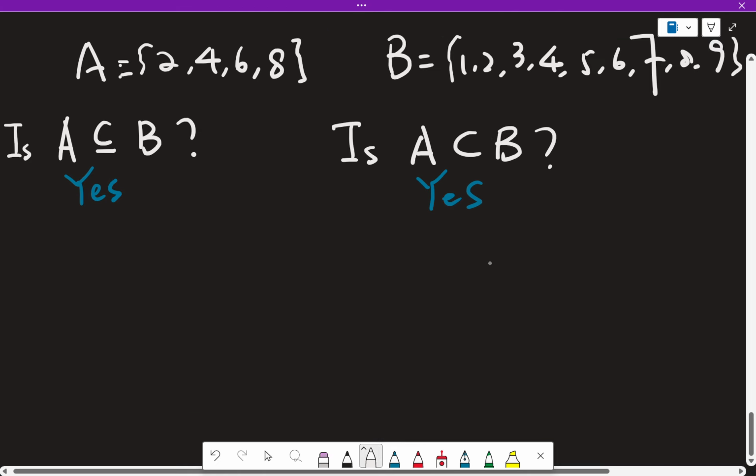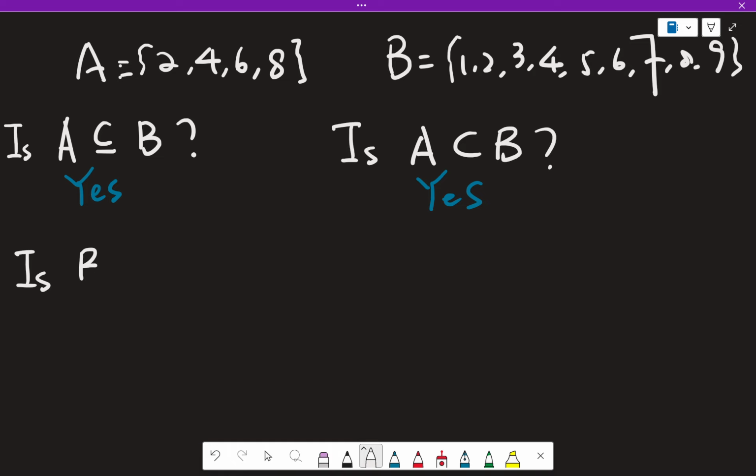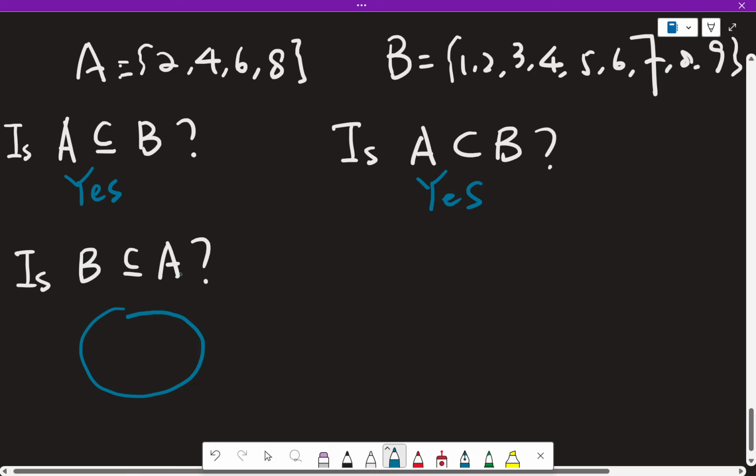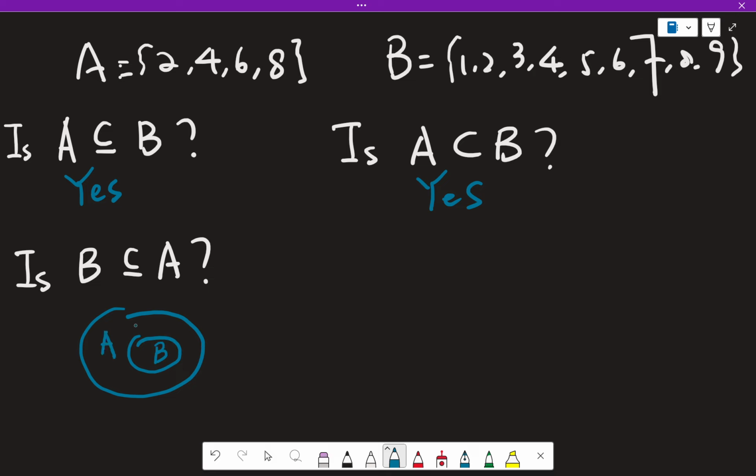But can we say B is a subset of A? Some of the elements in set B are not included in A. A does not include B. If I draw this diagram, B is a subset of A implies this diagram, where A includes B, which is not valid. So this statement is false. Sorry, B is not a subset of A.